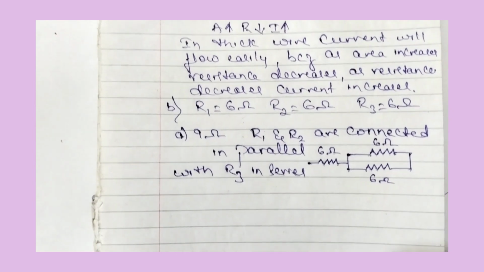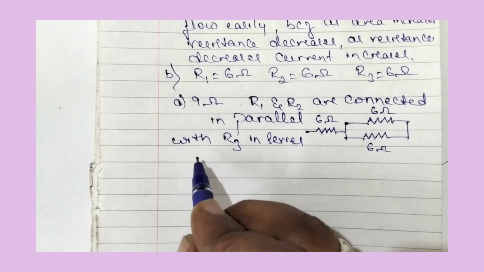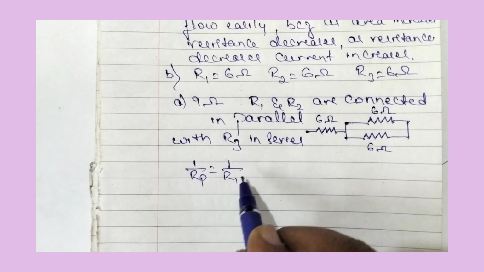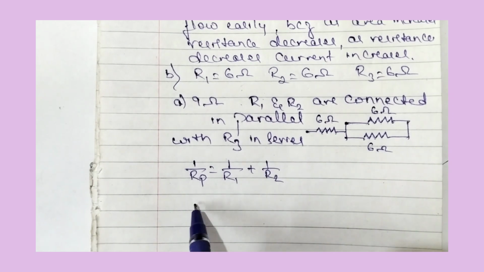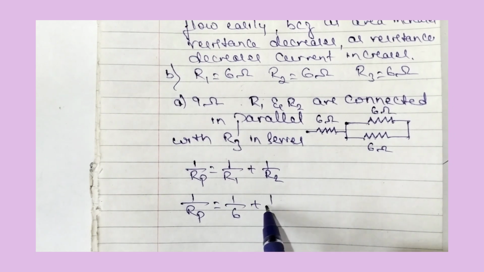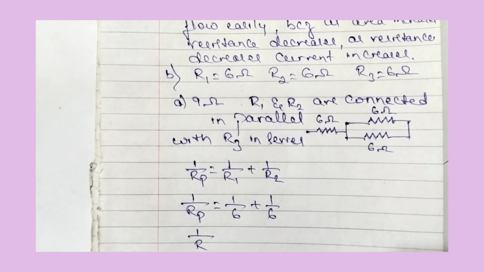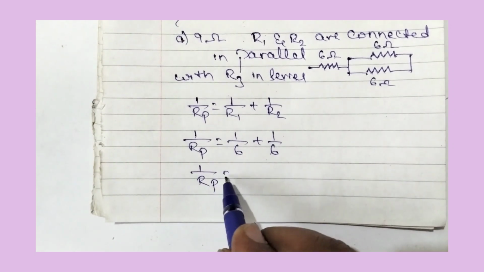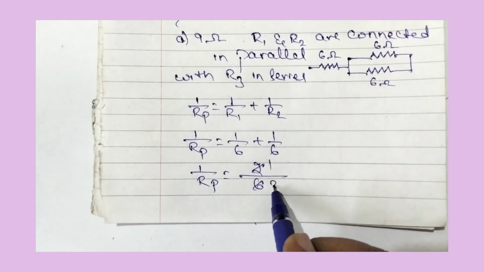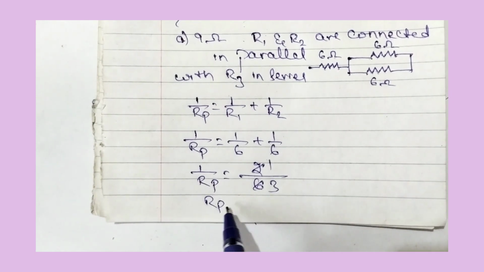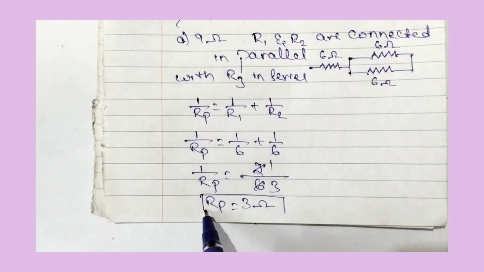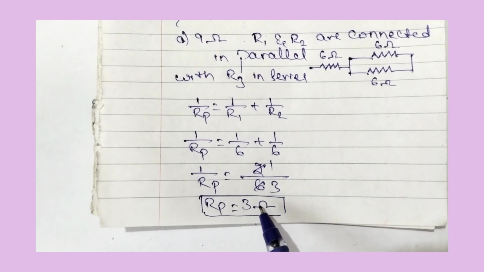So first what shall we do? First let us calculate the resistance in parallel. 1 over Rp is equal to 1 over R1 plus 1 over R2. So 1 over Rp is equal to 1 over 6 plus 1 over 6. Both the denominators are the same, so add the numerators. 1 plus 1 is 2, 2 sixths is 1 third. Reciprocal, Rp is 3. So the total resistance when both 6 ohm resistors are connected in parallel is 3 ohm.